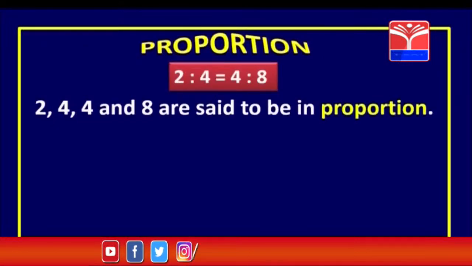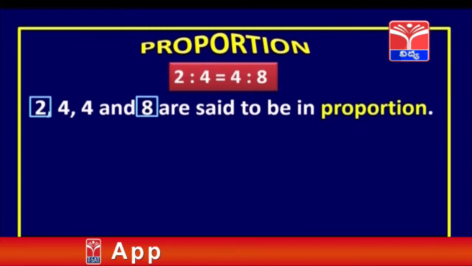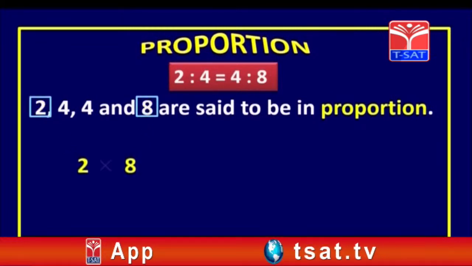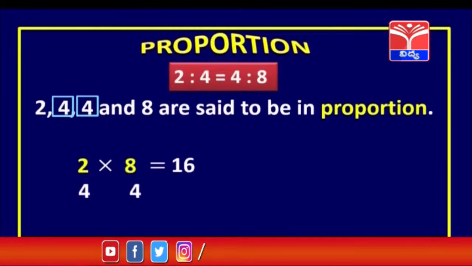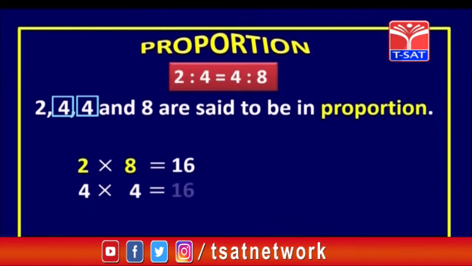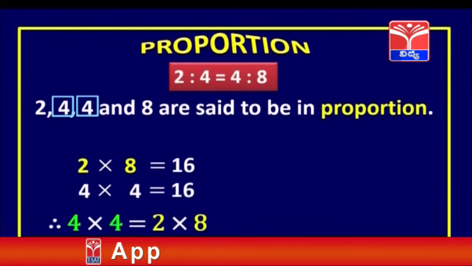Now here we have seen already 2, 4, 4 and 8 are in proportion, isn't it, children? Take a look at 2 and 8. Now let us multiply these two numbers, children. So what do you get? Yes, you get 16. Now let us consider the two numbers which are in the middle, that is 4 and 4, and we'll multiply them also. Now what do you get on multiplying these two? Yes, again you get 16. That means I can write 4 into 4 is equal to 2 into 8.